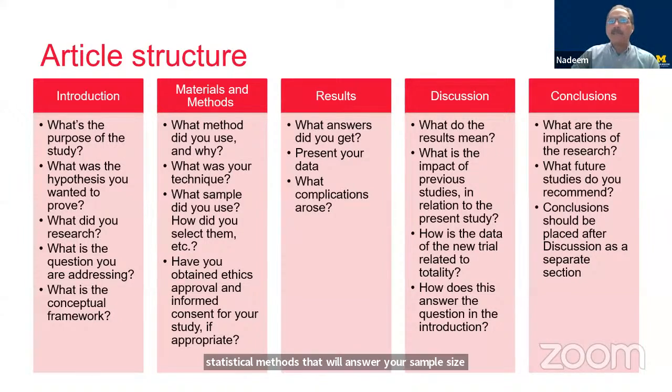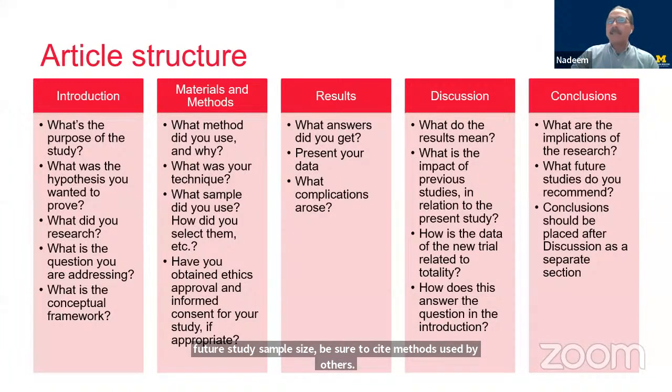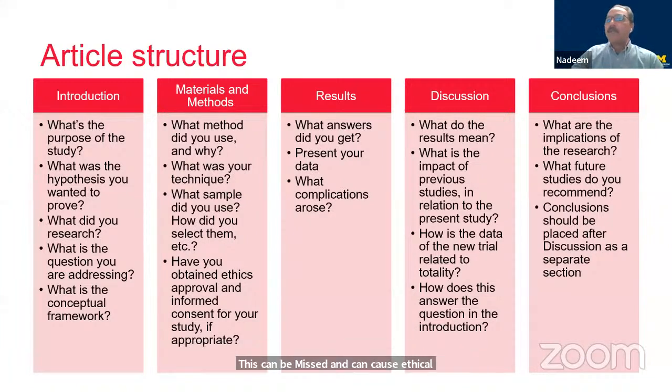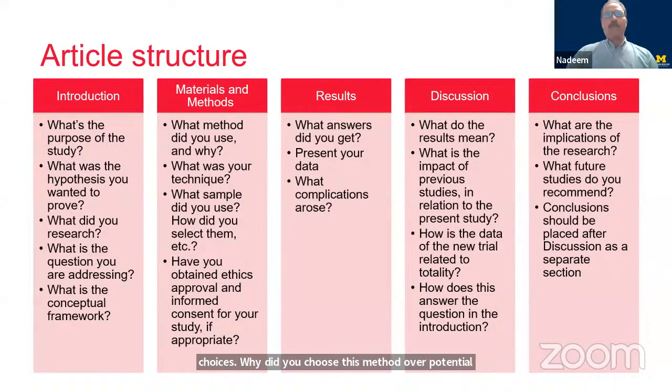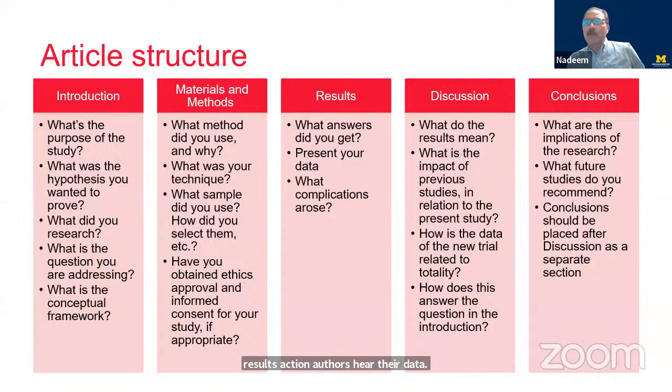Be sure to cite methods used by others. This can be missed and can cause ethical concerns. Include information around the motivation for your choices. Why did you choose this method over potential methods used by other investigators? Then the analysis and discussion will follow. In the results section, authors share their data. The data are the characters around which you develop the story, while the text is the story.